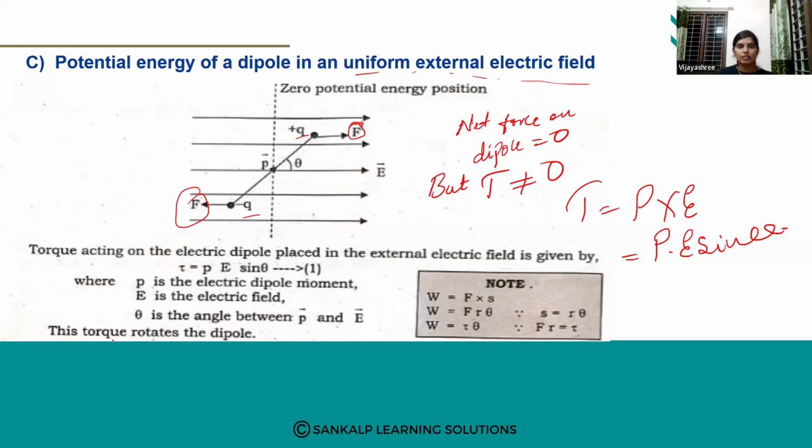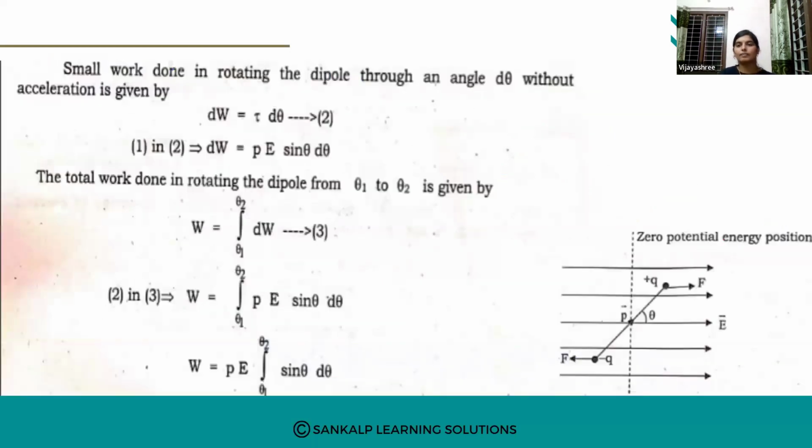Okay. So this torque rotates the dipole. Due to this torque acting on the dipole, there will be rotational motion. The dipole experiences rotational motion due to this torque. How is the torque produced? Due to the external electric field.